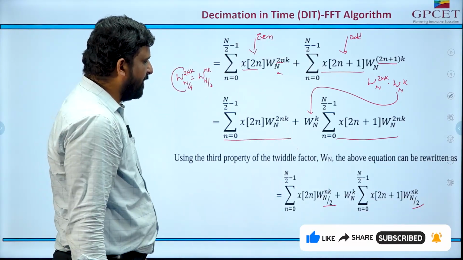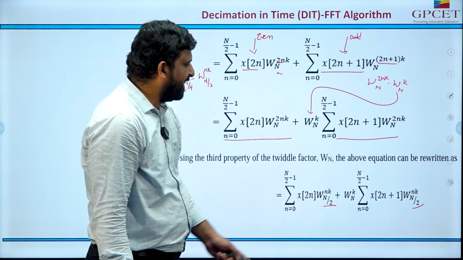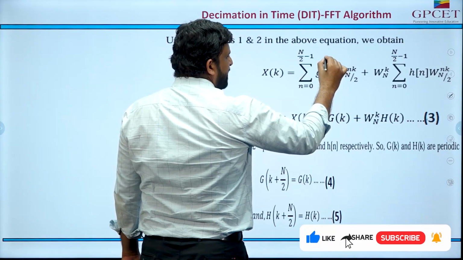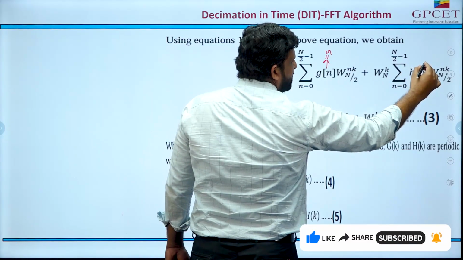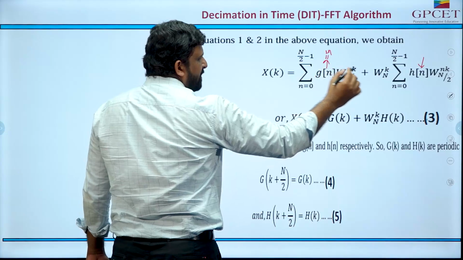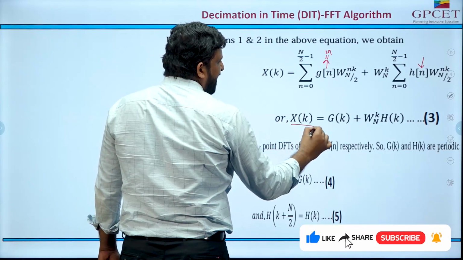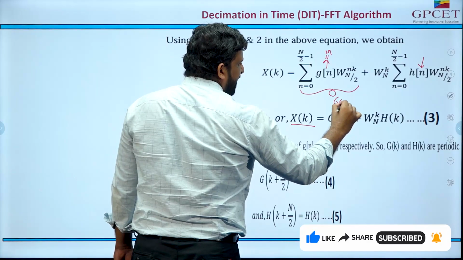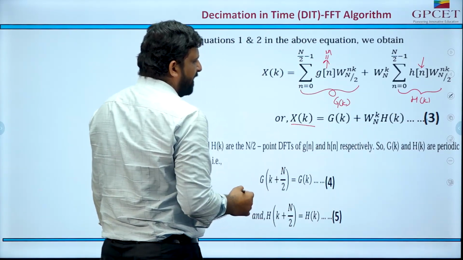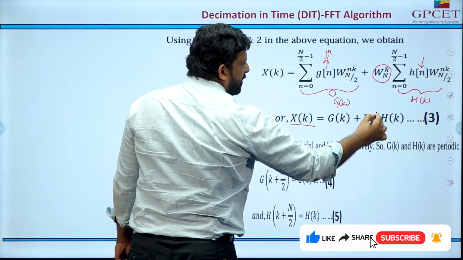Now you can see what we can take common here. Summation n equals 0 to N by 2 minus 1, W to the power of nk base N by 2. If we take common, we will write this. From the first equation, what is x of 2n? It is g of n, and here x of 2n plus 1 is h of n, from equations 1 and 2. I am replacing x of 2n with g of n and x of 2n plus 1 with h of n. Now after the DFT, I can directly write X of k, where this total is in the form of G of k, and this total is in the form of H of k. So that's the main equation we obtained here. That is, the DFT X of k is equal to G of k plus the twiddle factor, you should keep it in mind, don't forget, W_N to the power of k into H of k.